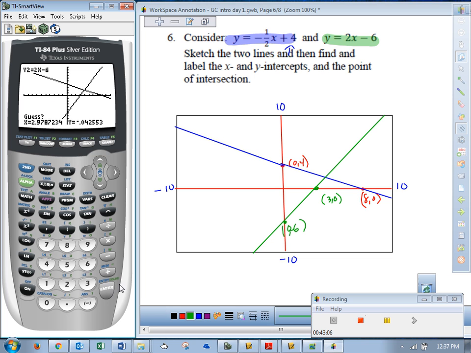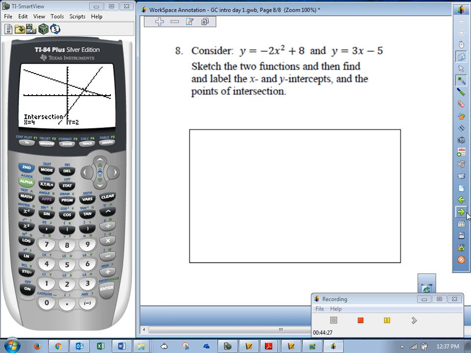Hit enter. And then it's asking you to guess. You're going to need to move your cursor somewhere close to it if there's more than one place of intersection. Isn't there only one place of intersection, though? So you just have to hit equals on guess because it'll go find it for you. And there it is at (4,2). So we just go to our sketch and we plot that. It's right here. (4,2). Done. Nice? One more.